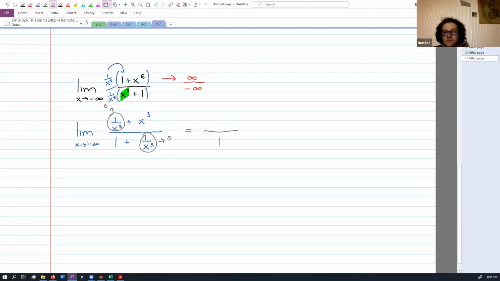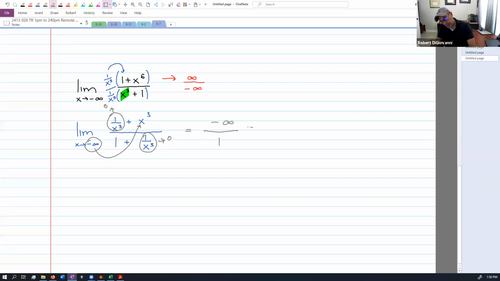Because we're taking a negative number, plugging it in there, cubing it, it's going to become negative infinity. Negative infinity over 1 is negative infinity. But you cannot just look at infinity over negative infinity and tell me the answer is negative infinity. You can't do that. You have to go through this analysis.